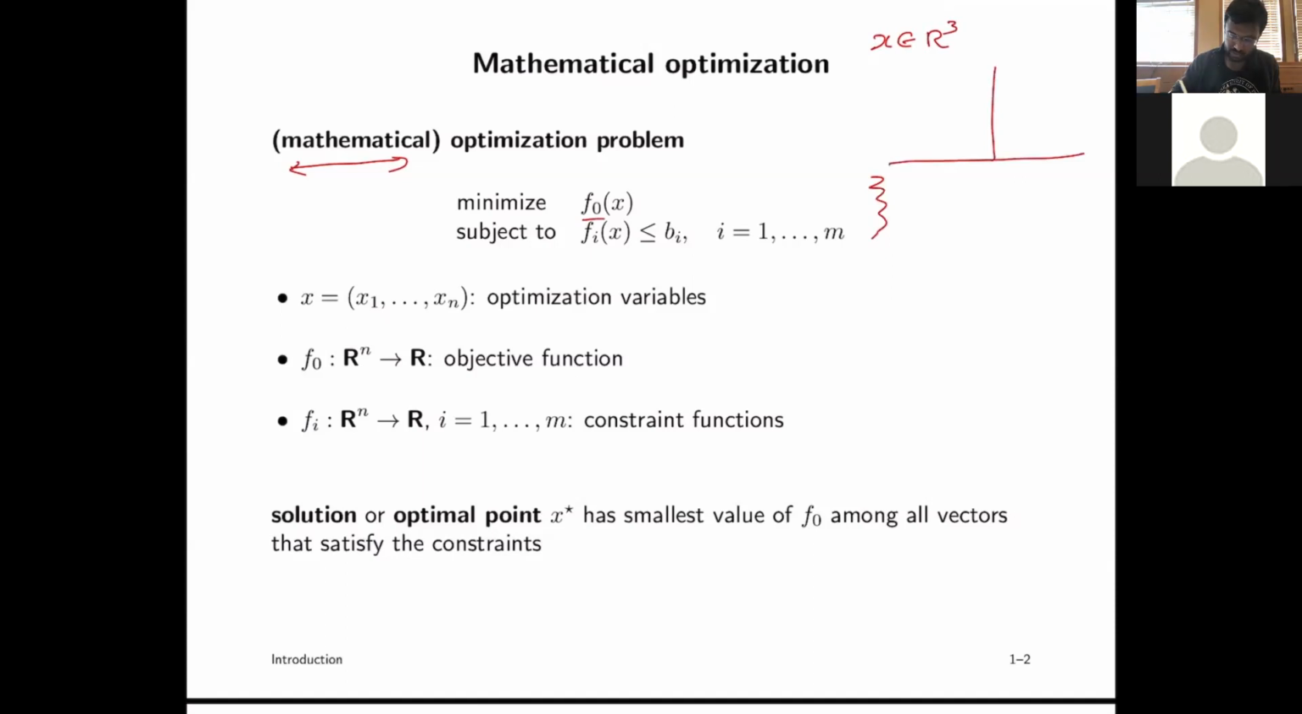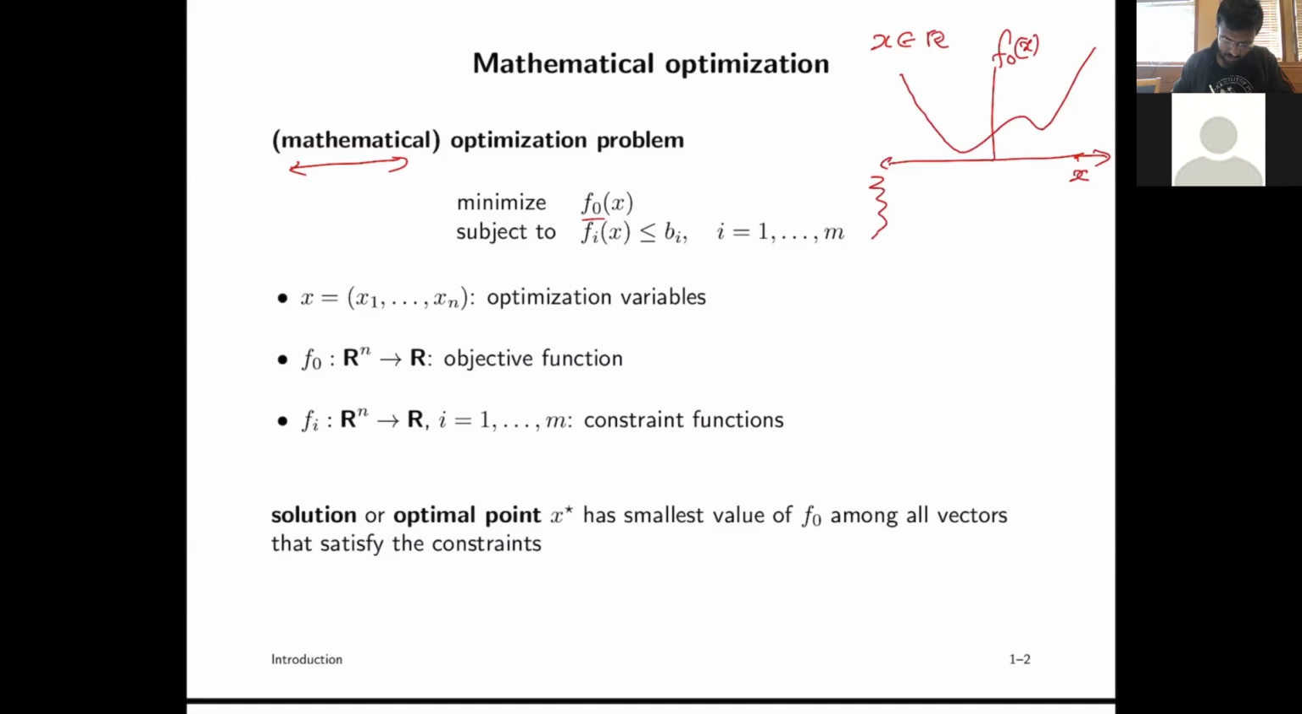So now I consider x in R. So x is here, one dimension. And I am considering a function, for example, like this. So this is my f0(x). So now the problem is to minimize this function.